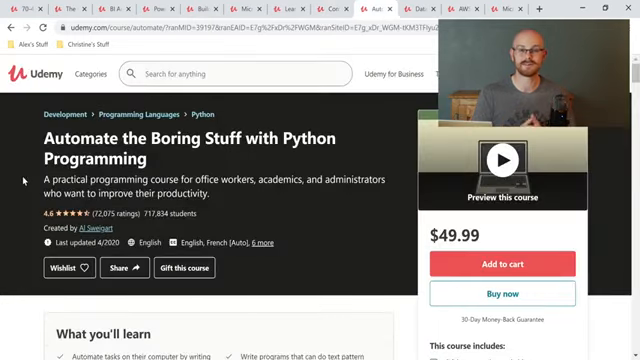Our 9th course and the next Python course is one that is extremely popular: Automate the Boring Stuff with Python Programming. You can even get this one for free sometimes. It is so popular, sometimes they just give it away for free. And it is a fantastic course to take, especially if you are just starting out with learning how to automate things. Let's look at some of the things that you're going to learn in this course.